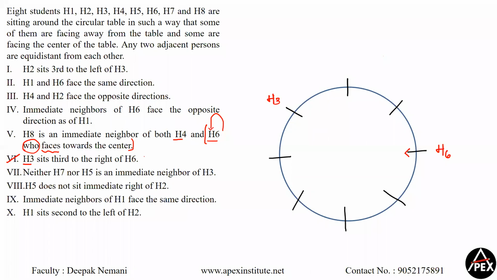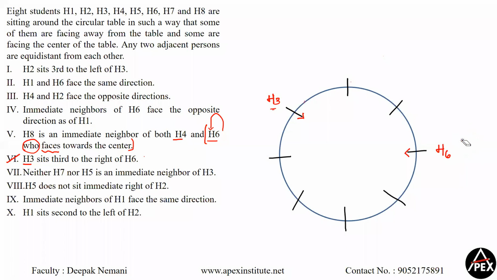Okay. So how many directions can H3 face? Two. What are they? Facing towards the center or away from the center. Now let me consider H3 is, sorry, my bad, one minute. Yeah, H3 is facing towards the center. Let me consider that. Now which statement should I consider? First statement. Okay, so H2 sits third to the left of H3. So if we have H3 here facing the center, then H2 will be sitting 1, 2, and 3. Now, can we have H2 here? No, isn't it? So H2 cannot be here.